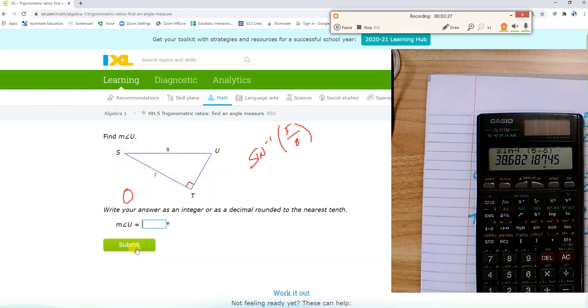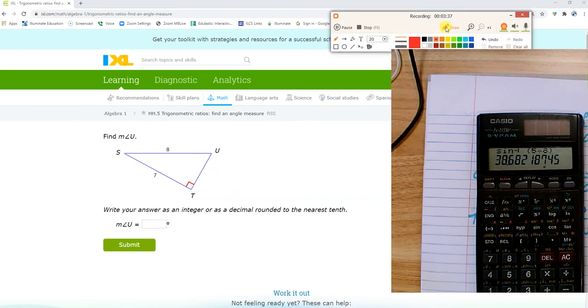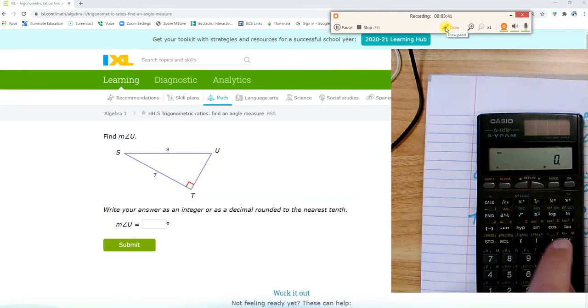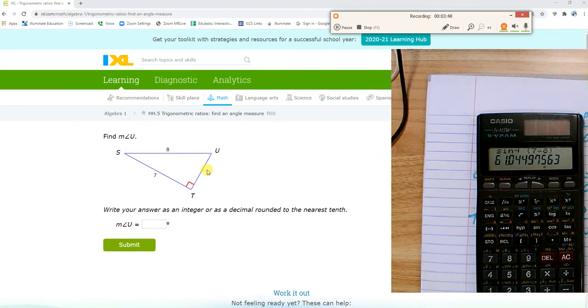Let's see, I'm looking for U. So this is going to be another sine. Inverse sine of 7/8. Inverse sine 7 divided by 8. 61.0, so just 61.